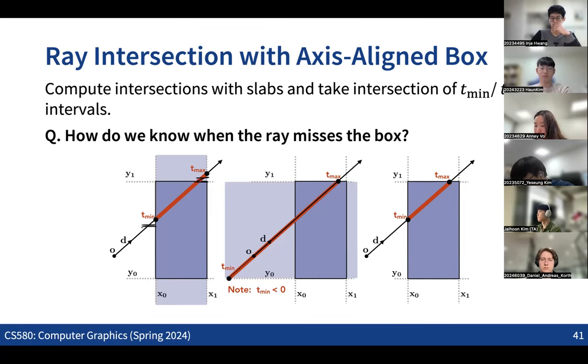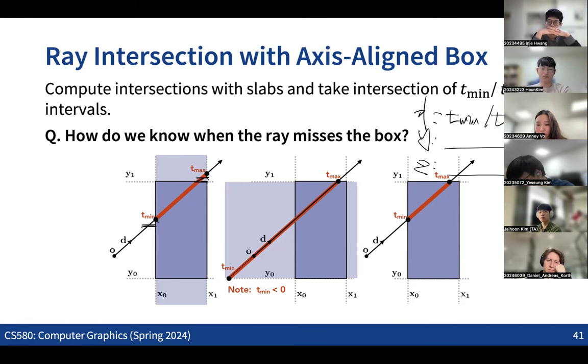And we can compute this range of time for each of the axes, right? For each axis, we have a t min and a t max. For X and Y, we also have this range, and for Z, we also have this range. Given these 3D ranges of times, how can you check whether the ray is intersecting with the box or not?